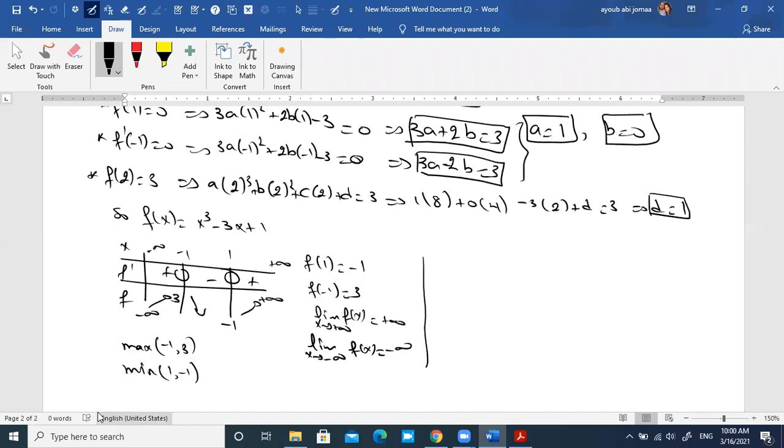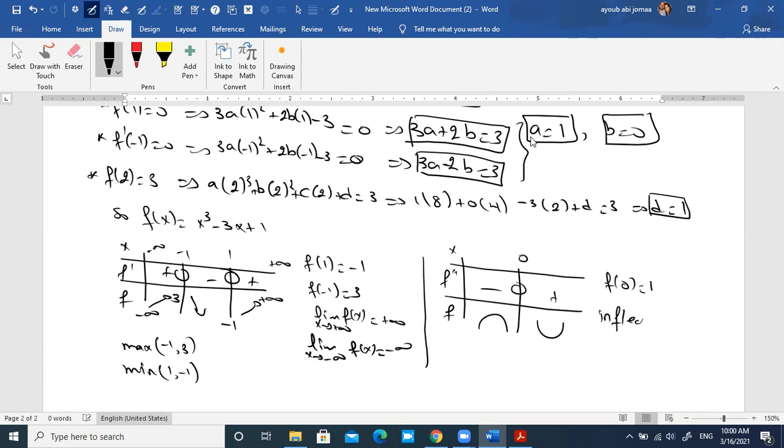The same idea for the table of concavity: x, f double prime, and f. We had 0, negative, positive, concave down, concave up. f of 0, replace x by 0, it is 1. So the inflection point will be 0, 1. Now you can draw the graph of the function. Any questions?